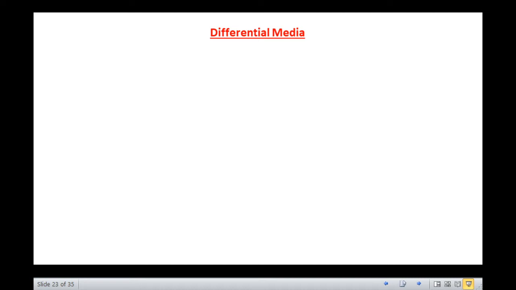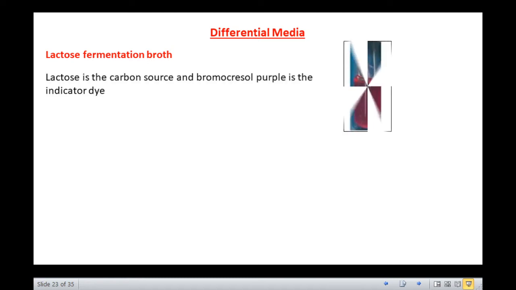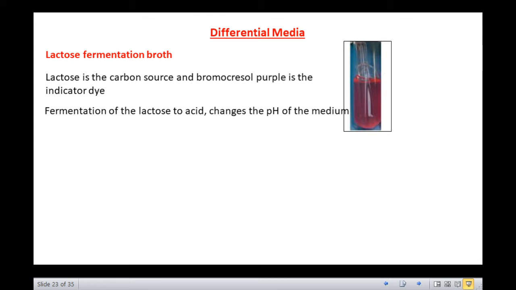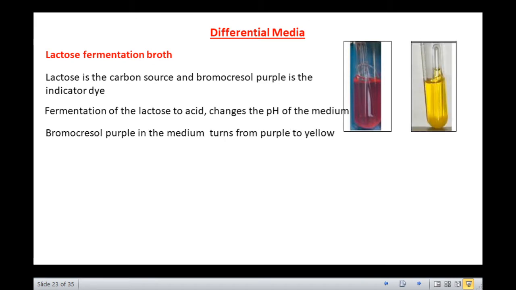The first example is lactose fermentation broth. The medium is differential because of the presence of lactose as a carbon source and bromocresol purple, an indicator dye. Organisms capable of carrying out fermentation of the lactose to acid change the pH of the medium, which causes the bromocresol purple in the medium to turn from purple to yellow.